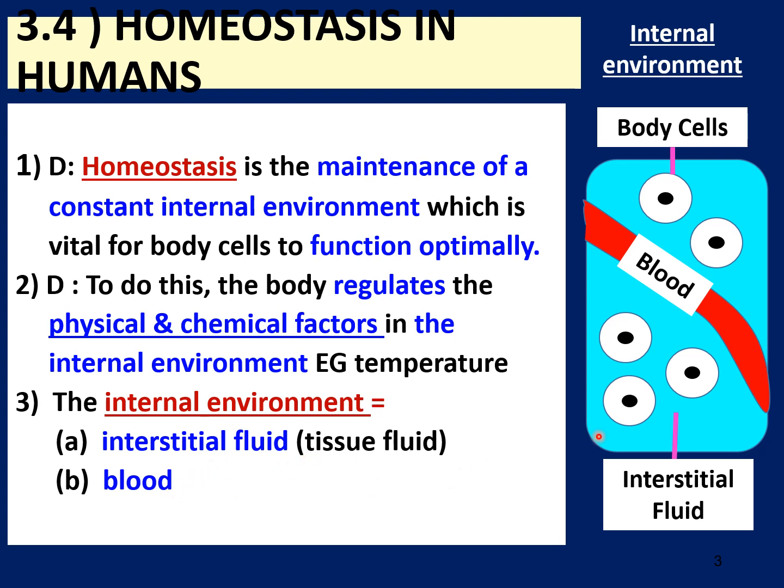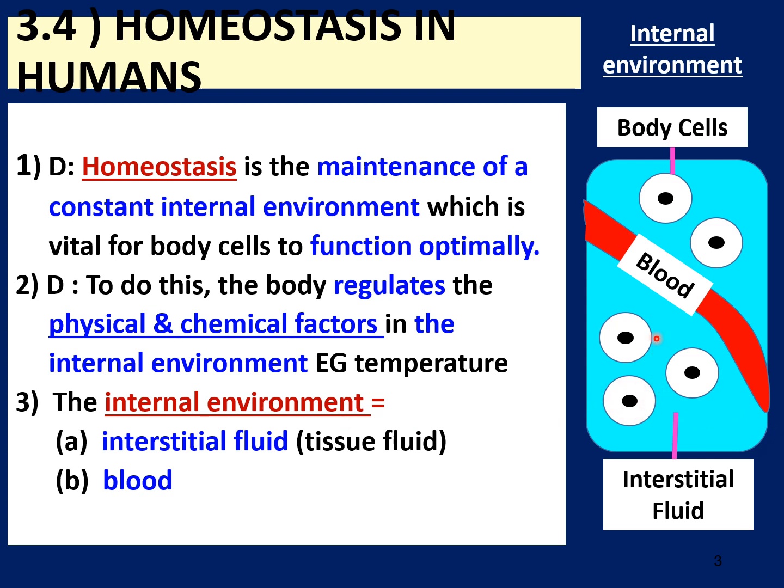So let's start by discussing what the internal environment means. In Chapter 2, last year in Form 4, you have already studied the meaning of the word internal environment, just as we have an external environment that's around our body. For example, your classroom, if you are sitting in the classroom, then the classroom becomes your external environment. It could be the school field or a shopping mall. Just as we have an external environment around us, we also have an internal environment around ourselves.